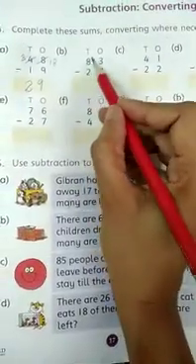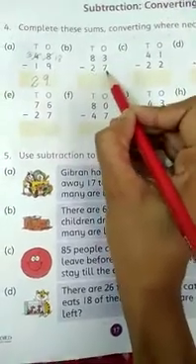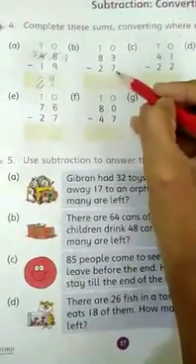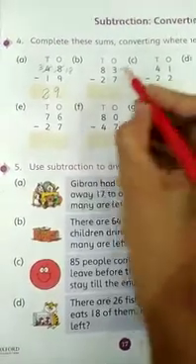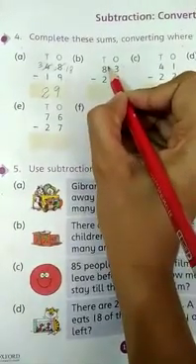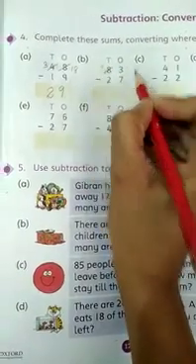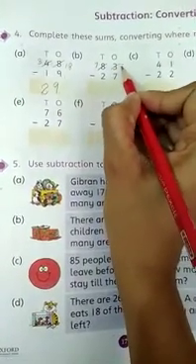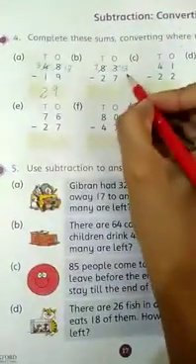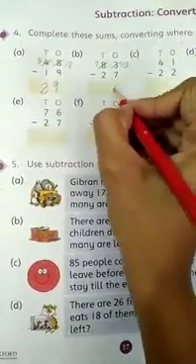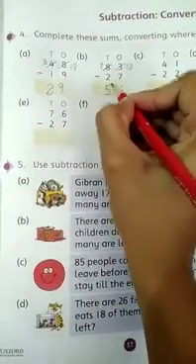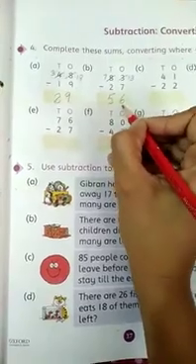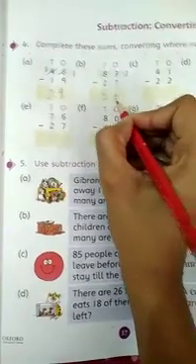On question number B, 83 minus 27. So we cannot subtract 7 ones from 3 ones. So students, we can borrow 1 from 10's column. So when we borrow, 8 becomes 7 and 3 becomes 13. So 13 minus 7 is equal to 6 and 7 minus 2 is equal to 5. So now we have 5 tens and 6 ones is equal to 56.